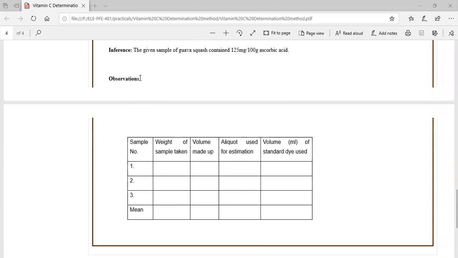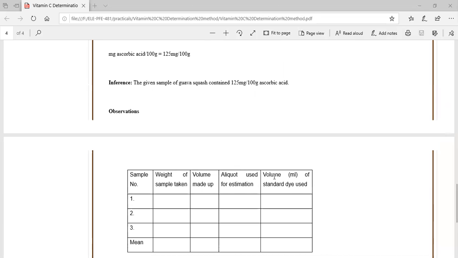So you can make the observation table like this. Suppose you have taken the number of samples 1, 2, 3 or more than that. You have to make columns, that is, weight of sample taken, volume made up, aliquot used for the estimation, and volume of the standard dye used. In this way you can find out the ascorbic acid content of the given sample.